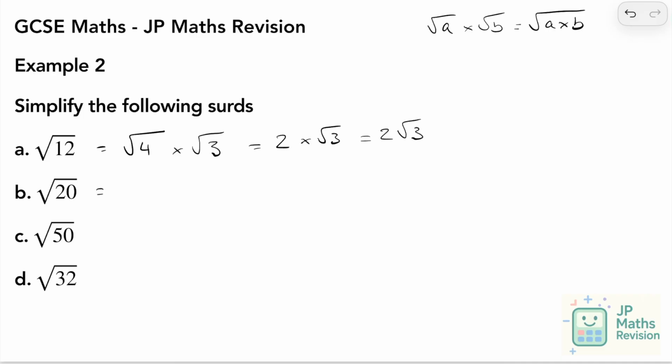This next example here, so root 20. I'm going to think of the biggest square number that goes into 20. Again, the biggest square number that goes into 20 is going to be 4.